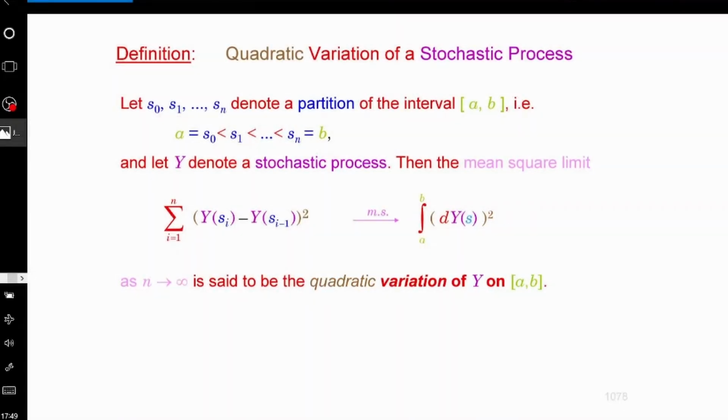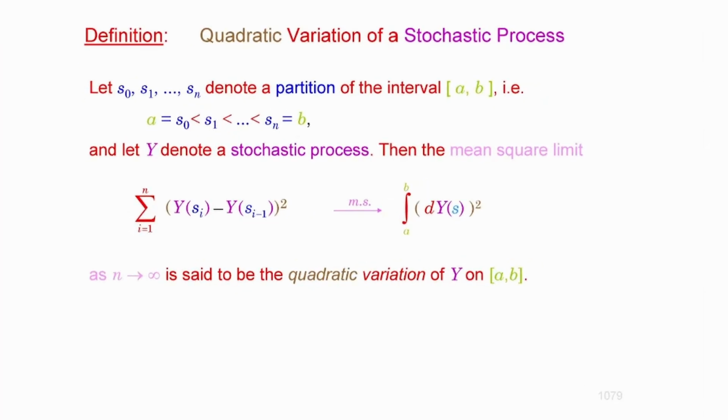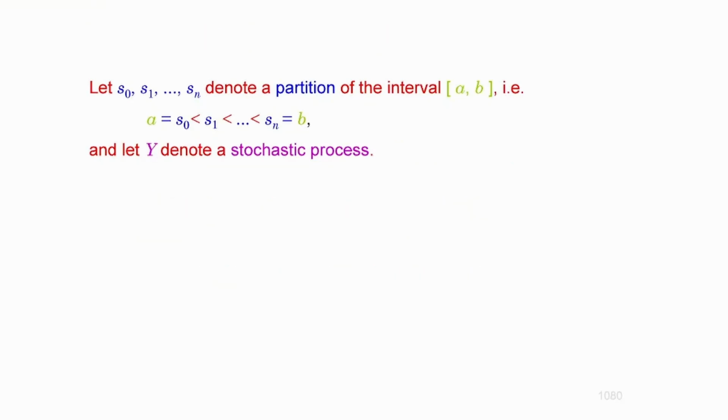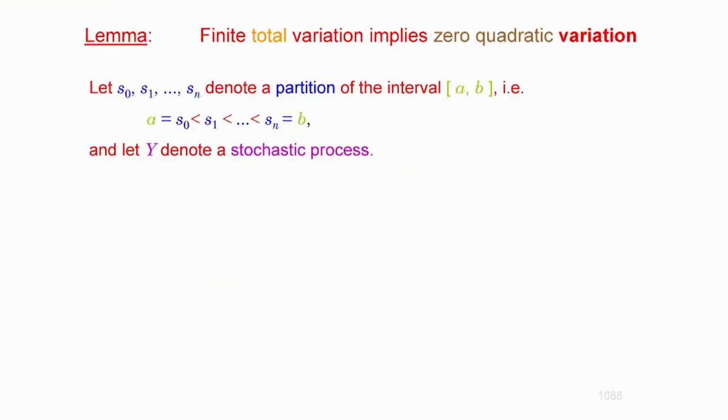Okay, we're talking about the total variation and the quadratic variation. Both are expressed in the form of the mean square limit when it comes to stochastic processes. The same principles hold: if the total variation of a process is finite in the sense of a mean square limit, then the quadratic variation is going to be 0. I'm going to summarize that statement: finite total variation implies 0 quadratic variation.